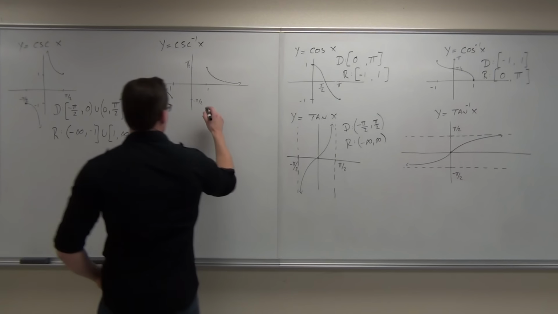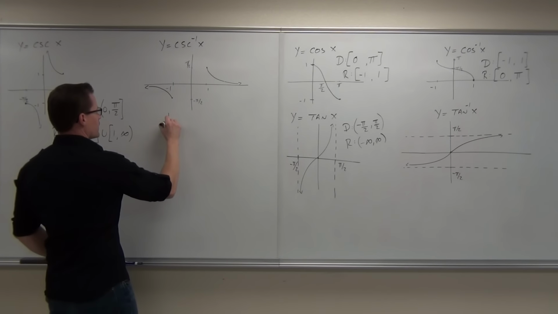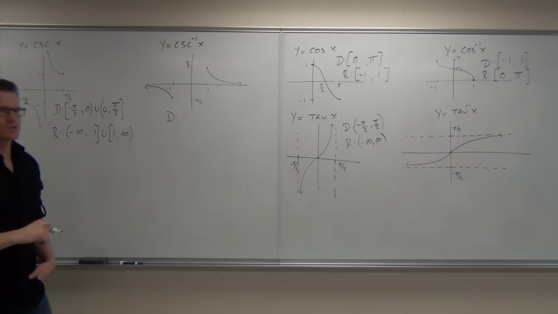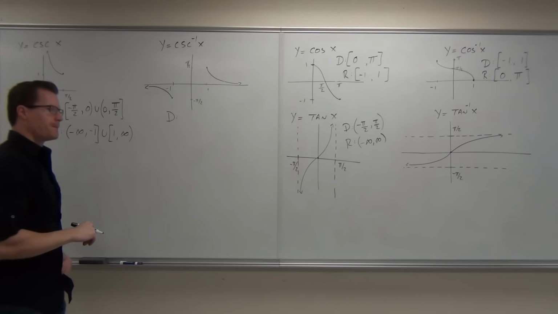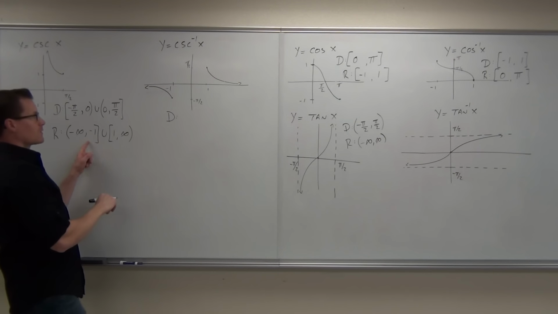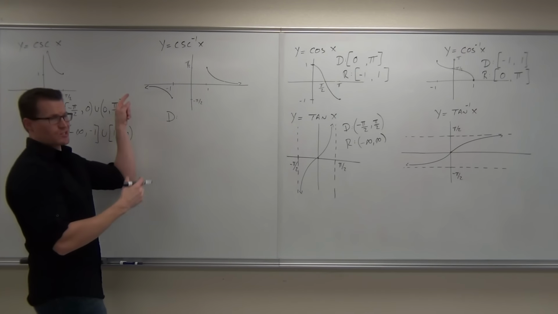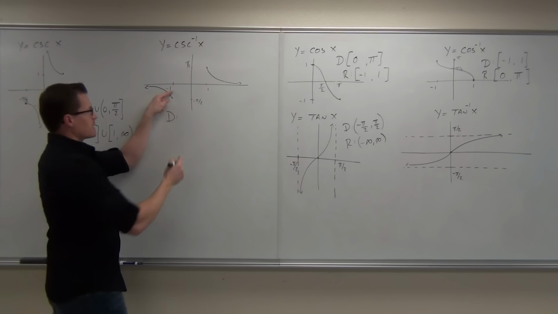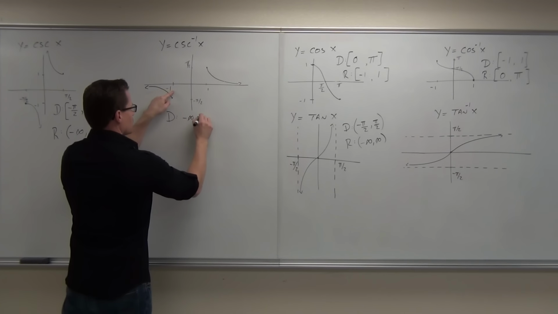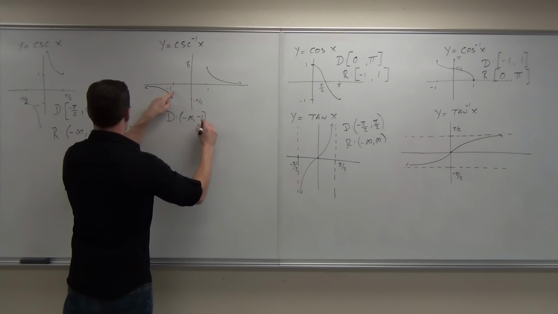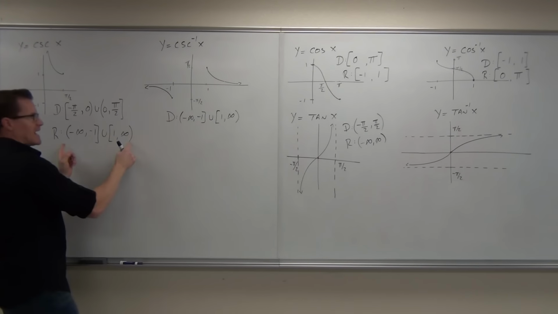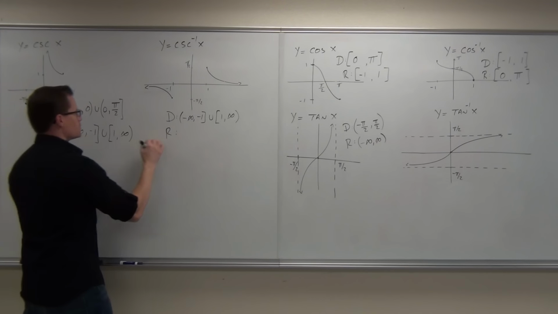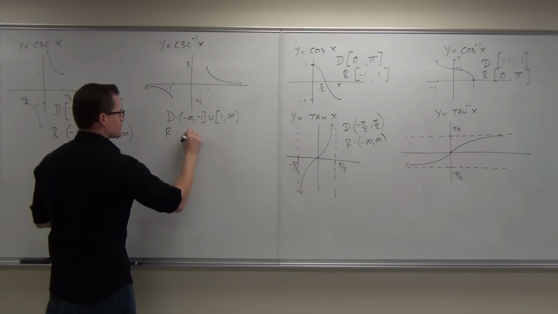Tell me what the domain is, please. The domain should be pretty easy for you guys. What's the domain for our cosecant inverse? Well, the domain's actually a little bit easier to see for me. Negative infinity to negative 1, inclusive. 1 to infinity. In fact, it should be exactly this. Our range should be exactly this.